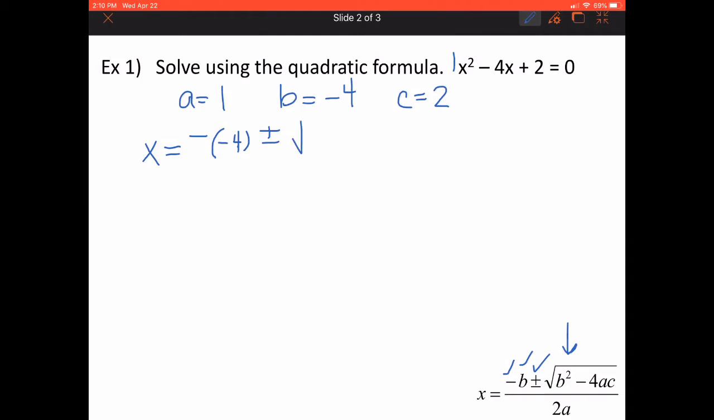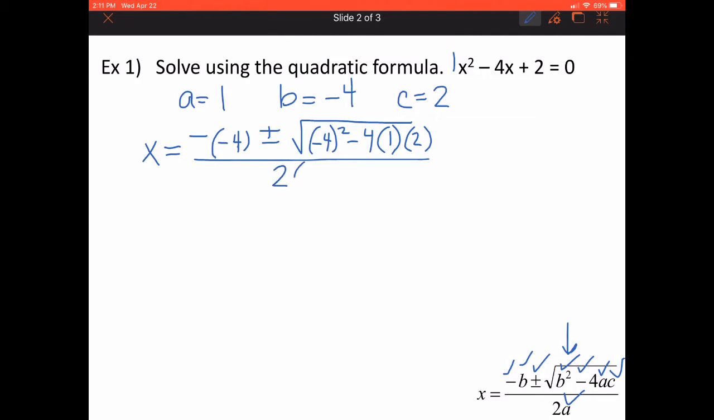Then I have the square root symbol. And the first thing under the square root symbol is b, and it's squared. So when we plug in b, which is negative 4, put it in parentheses, squared. Then minus 4, part of the formula, always put that in, times a was 1, times c is 2, and then all over 2 times a, so 2 times whatever the a is, which is 1.